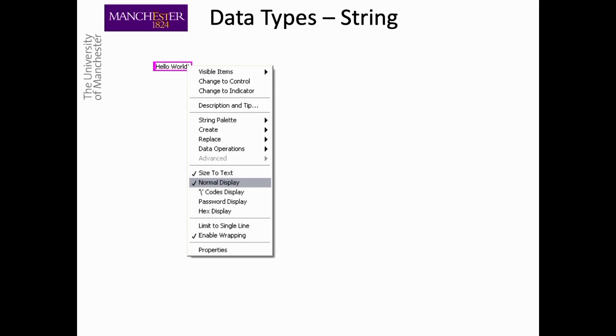If you see pink on a block diagram, you know that it is a string data type. So on the front panel, strings appear as tables, text entry boxes and labels, and you can change the display from normal codes to hexadecimal and password, etc. You can edit and manipulate strings with the string functions on the block diagram. So you can take two strings and add them together to create a new string. You can do all the same kind of programmatical things that you can do with other applications.